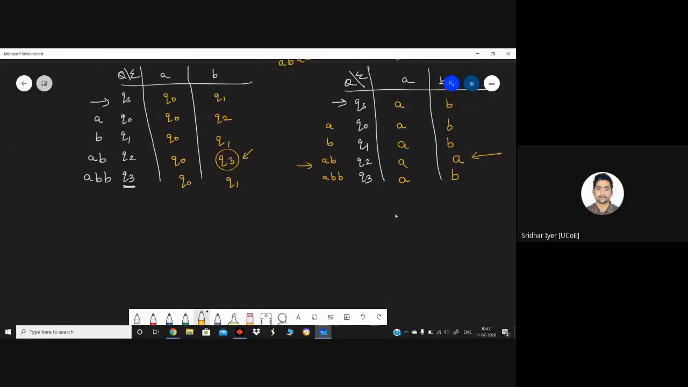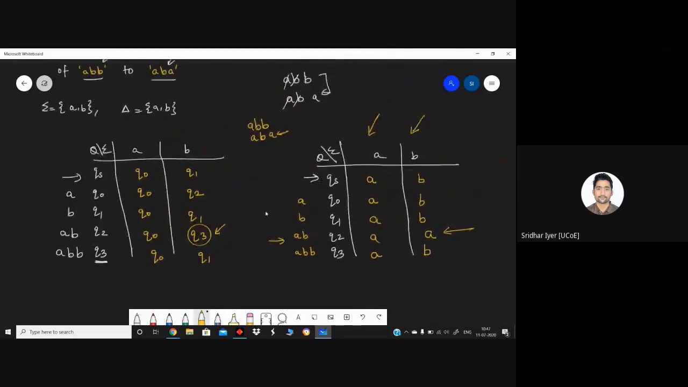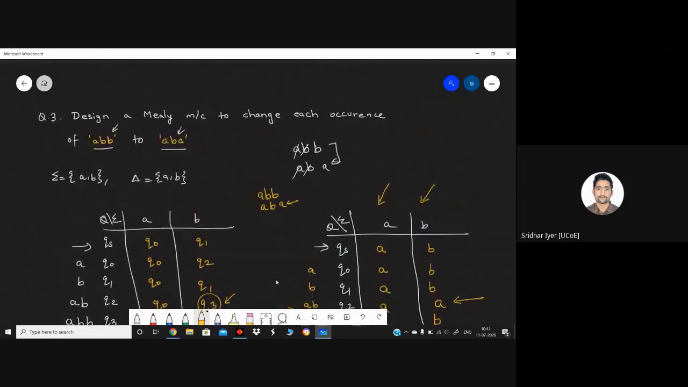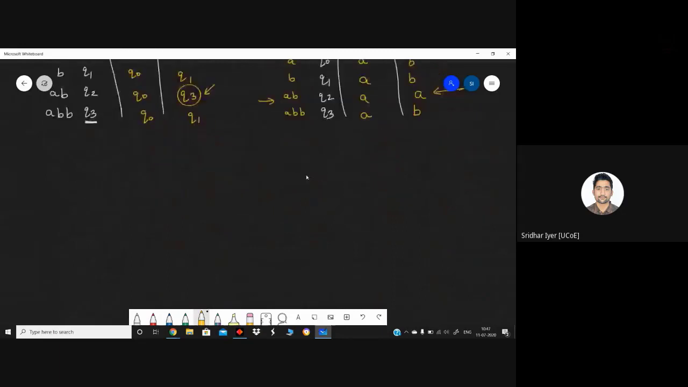Okay, I'm explaining once again now. In this case, what is happening? The question is asking that wherever ABB is present, you need to convert that occurrence of ABB into ABA, right? So have a look over here.